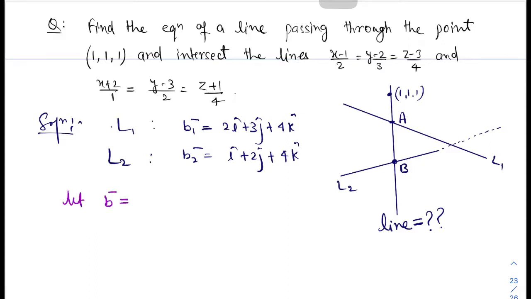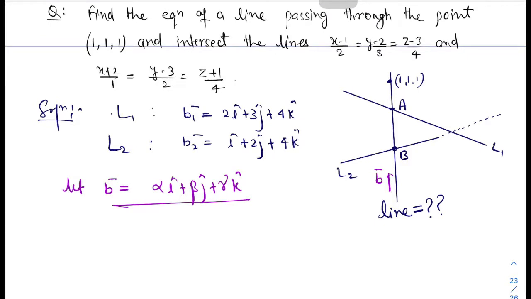Let the parallel vector B be equal to, say, a I plus b J plus c K, or you can get confused between B and B, so let me write alpha I plus beta j plus gamma k cap. I have assumed this parallel vector for our required line.